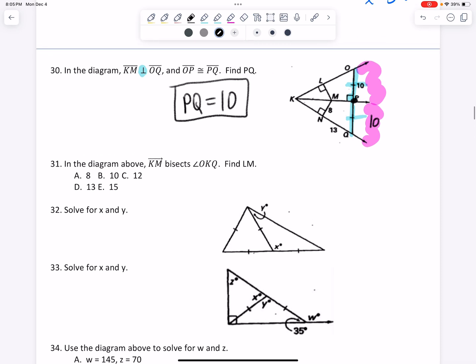In the diagram above, it says that ray KM is bisecting this angle. That's the angle bisector theorem. It's cutting it in half. And it wants me to find L to M. So who is in the same spot as L to M? Point M is on the angle bisector, which means that it should be the same distance away, the shortest distance away from M to N as it is from M to L. So that would make M to L 8 as well. I wanted to find L to M. That's what I just found.